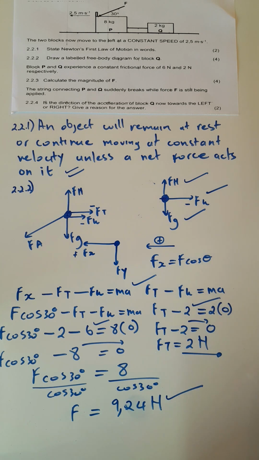So that means that it will be slowing down. Q will decelerate, it will slow down, it will experience a force in the opposite direction to its motion. Hence, the net force is to the right, because the only force acting is to the right. And therefore, the acceleration, being in the direction of the net force according to Newton's second law, will also be to the right there.